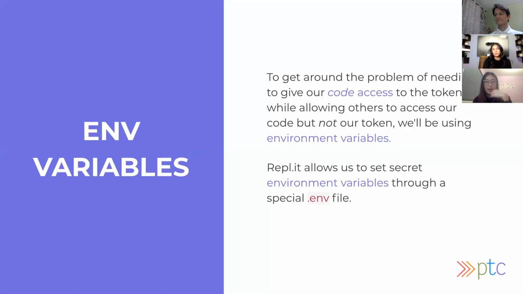To get around the problem of needing to give our code access to the token while allowing others to access our code but not our token, we'll be using environment variables. On a normal machine, we'd set these directly on our operating system, but using Repl.it, we don't have access to our system files. But Repl.it still allows us to set secret environment variables through a special .env file.